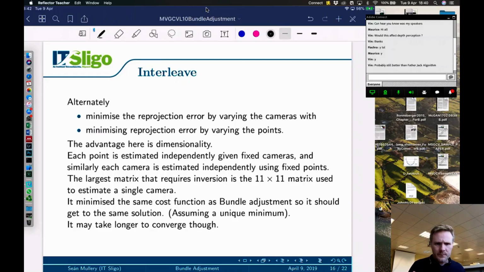It minimizes the same cost function as bundle adjustment. So bundle adjustment officially is the previous one where you do it all together, but this minimizes the same cost function as bundle adjustment, so it should get you to the same point, assuming that there's a unique minimum, and there can be several, but it may take longer to converge is the only thing with that. By longer to converge, I don't necessarily mean more calculations. It's just that it mightn't go in the right direction in trying to get to the result.